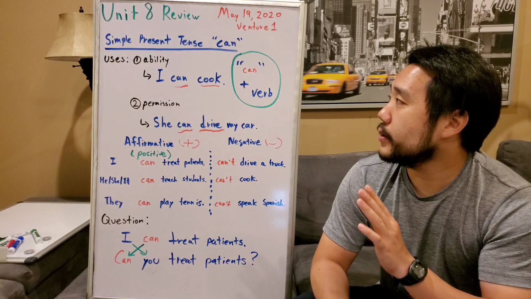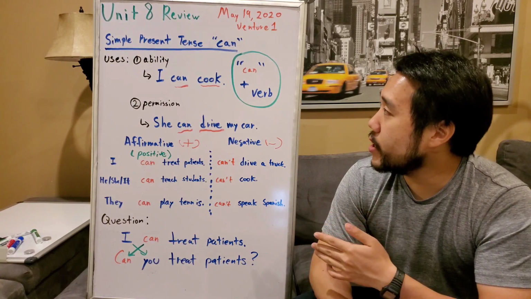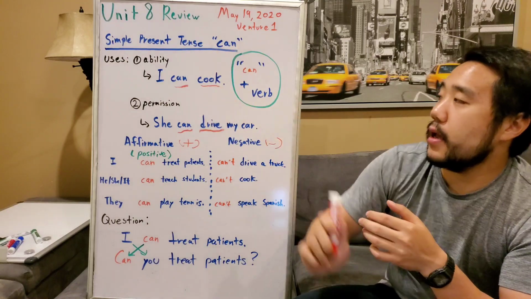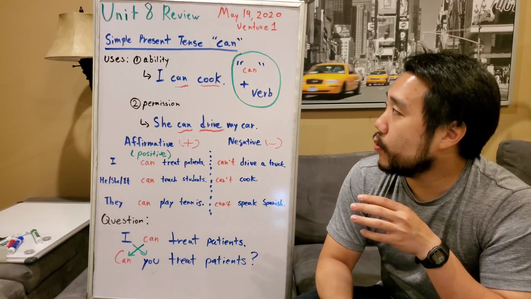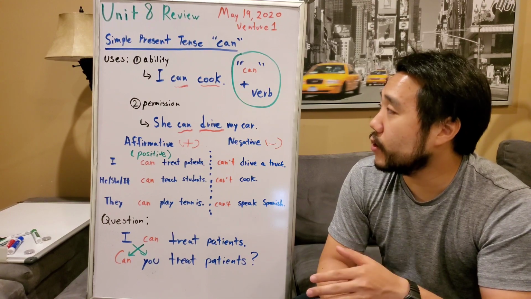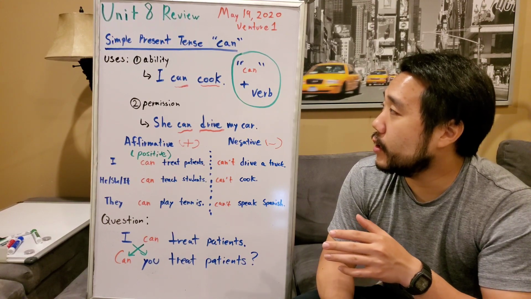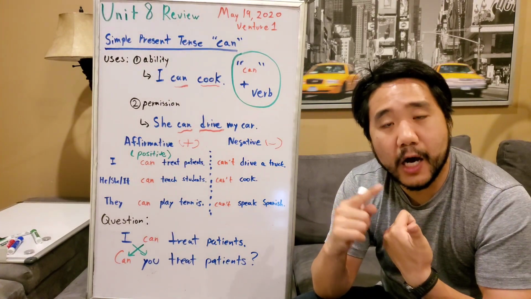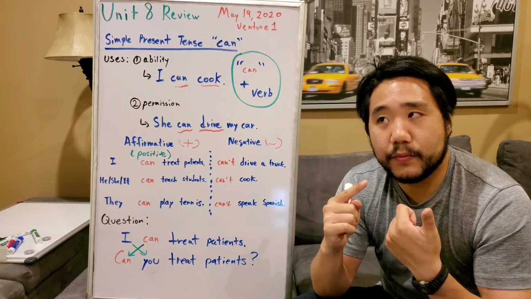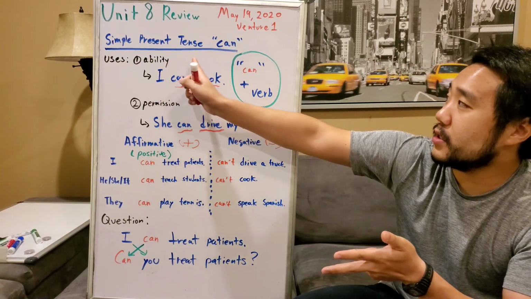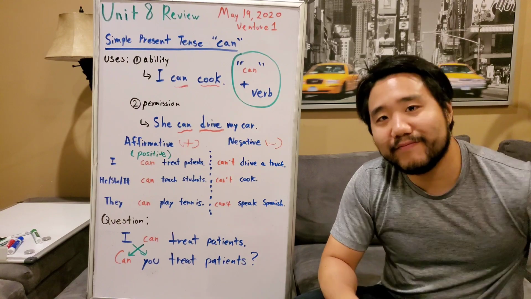So now we're done with the simple present tense, the word can. What we're going to do is some exercises related to what we've learned while reviewing Unit 8. So we're going to include occupations, the simple past of be, so was and were, and finally the word can. Okay?